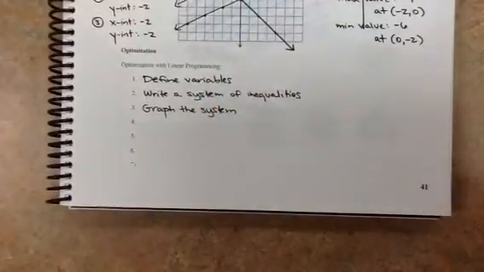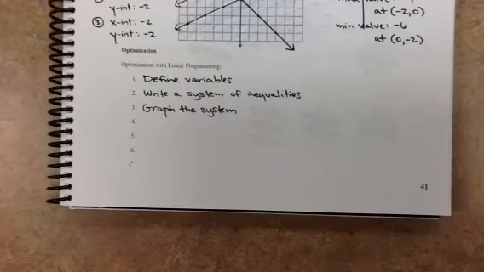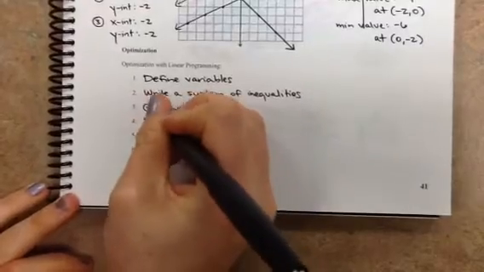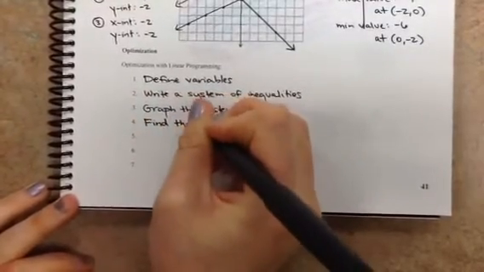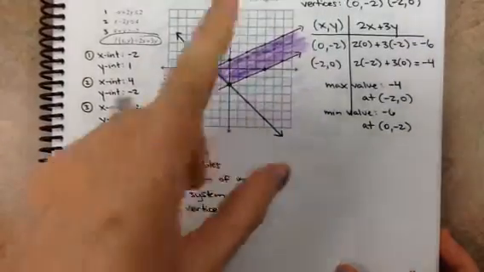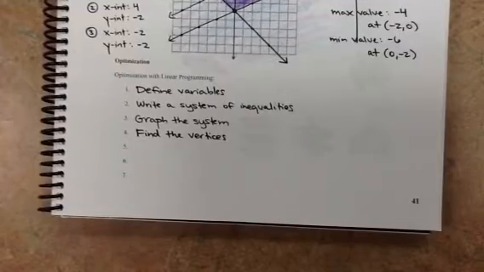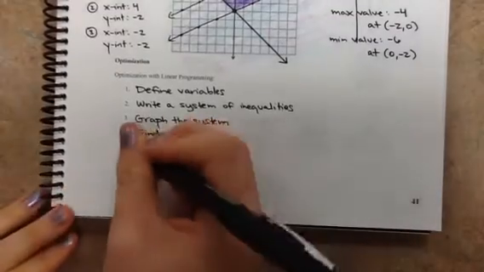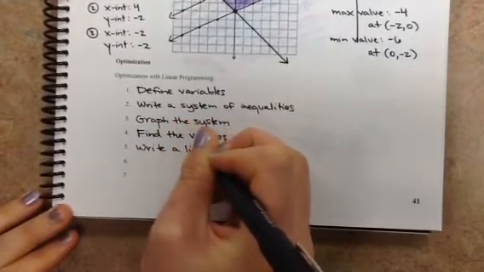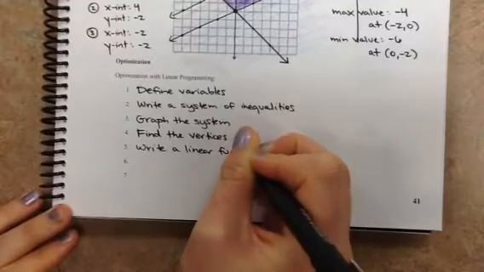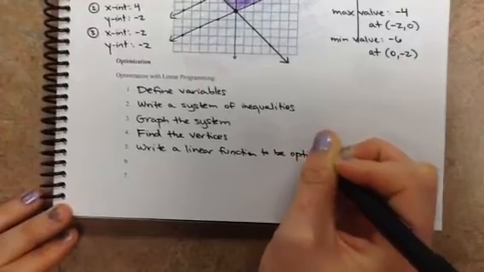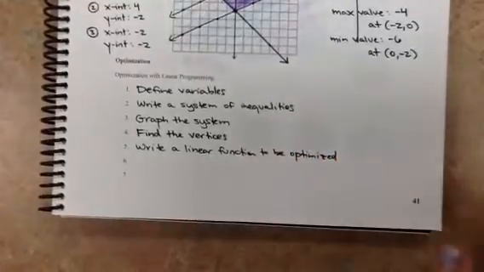Plot it just like we were doing in the previous video, just like we were doing in section 3.2. Then find the coordinates of the vertices. Just like we were doing up here, find the vertices, label them. Step 5, write a linear function. To be optimized, we either want to maximize a certain value or minimize a certain value.